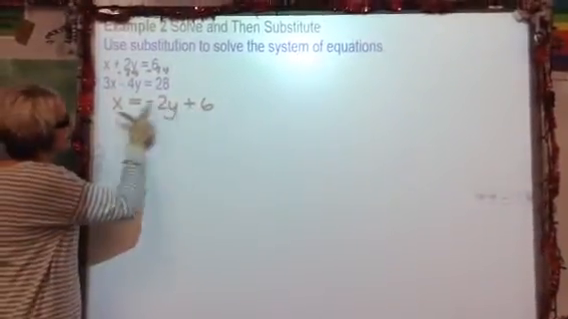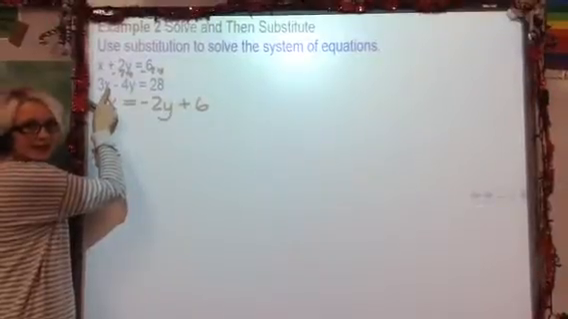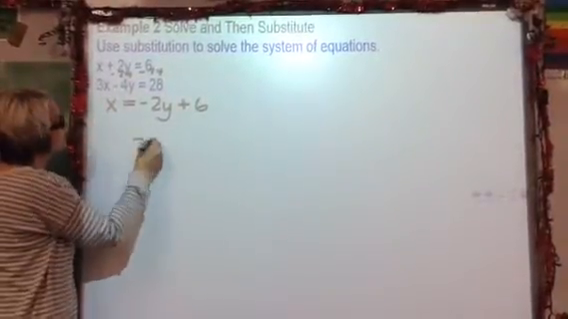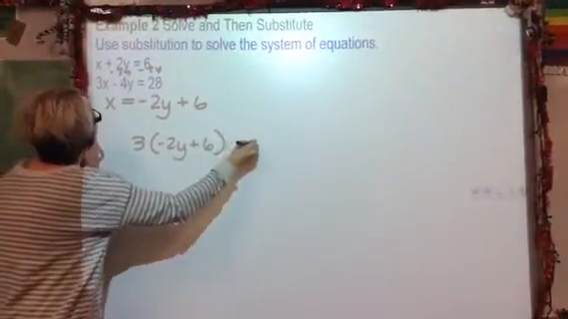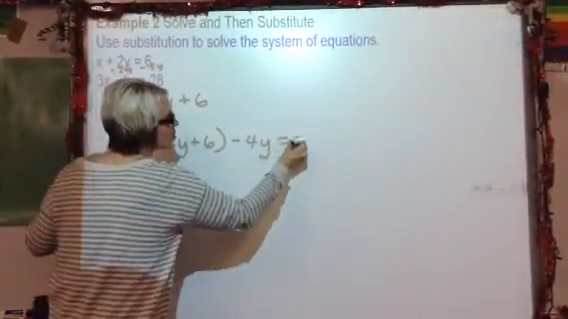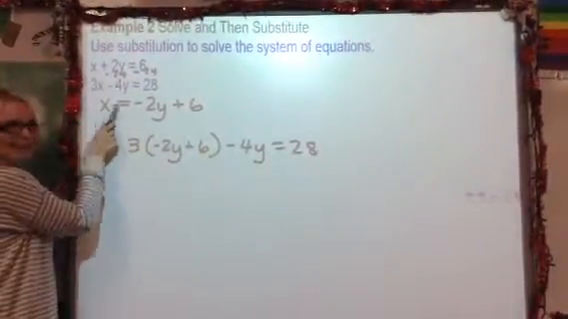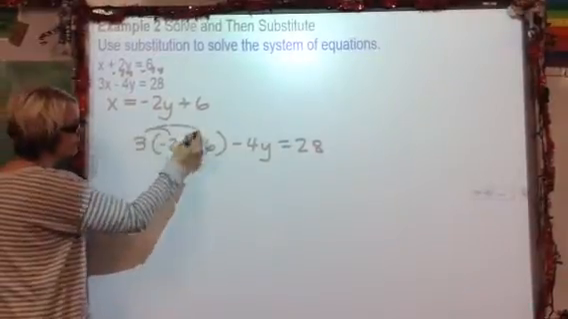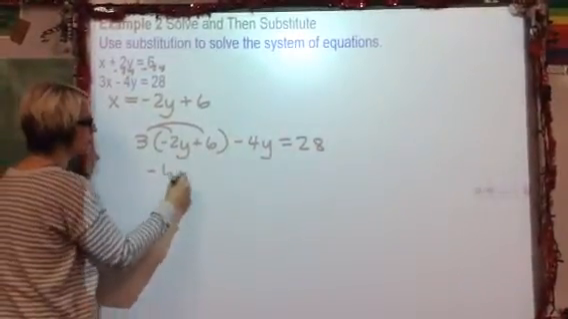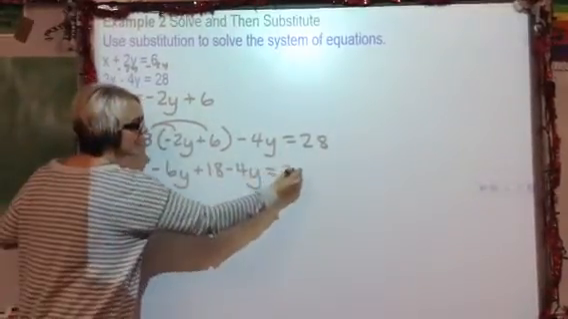All of this is equal to x, so I'm going to substitute all of this in for x into that next equation. So it's 3 times all of this minus 4y equals 28. I'm using this bottom equation to plug in everything here for x. I have to start by distributing. Negative 6y plus 18 minus 4y equals 28.